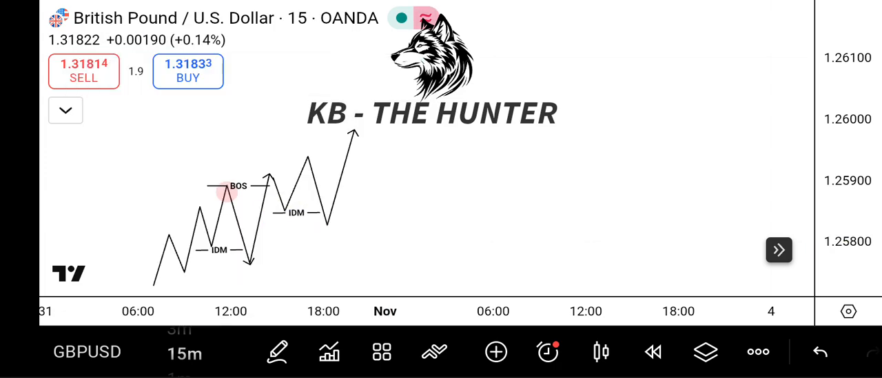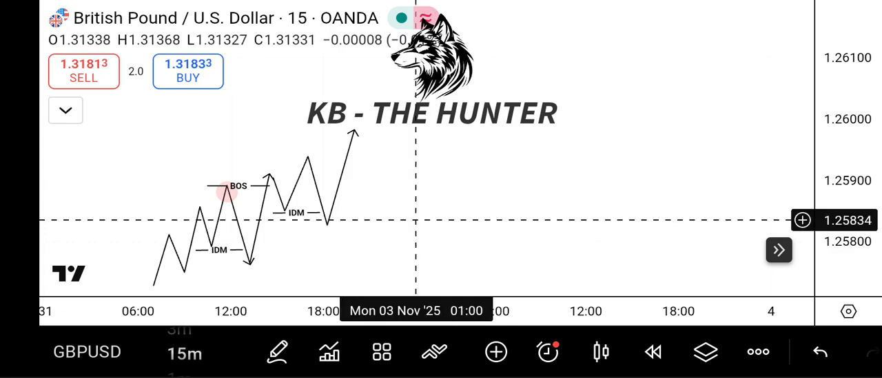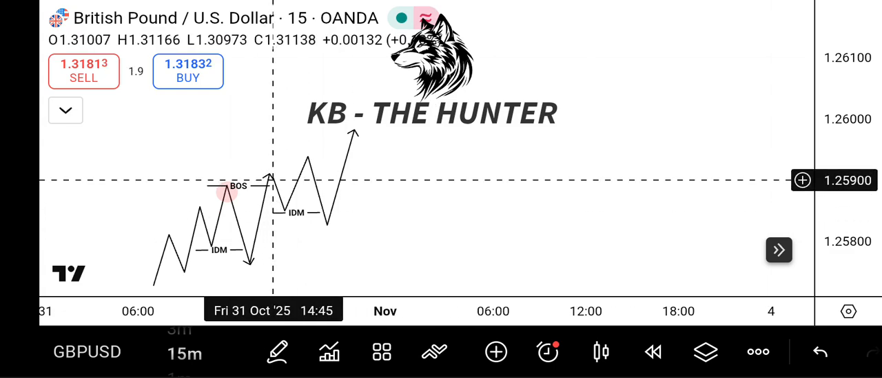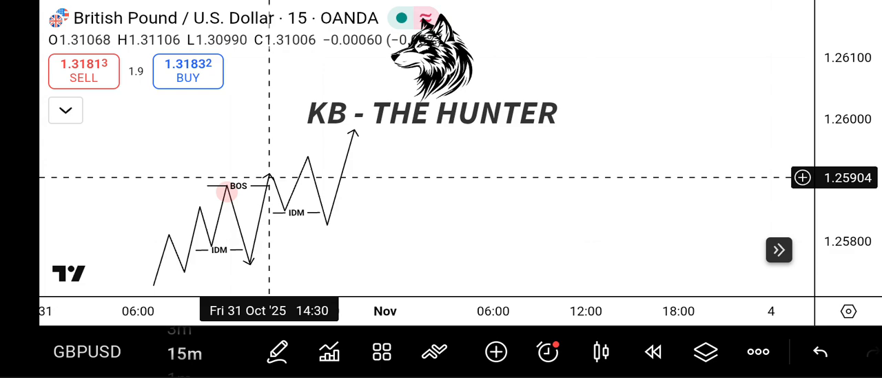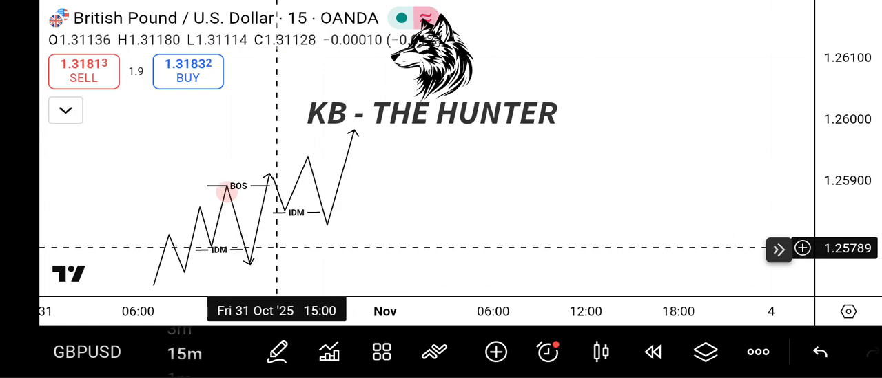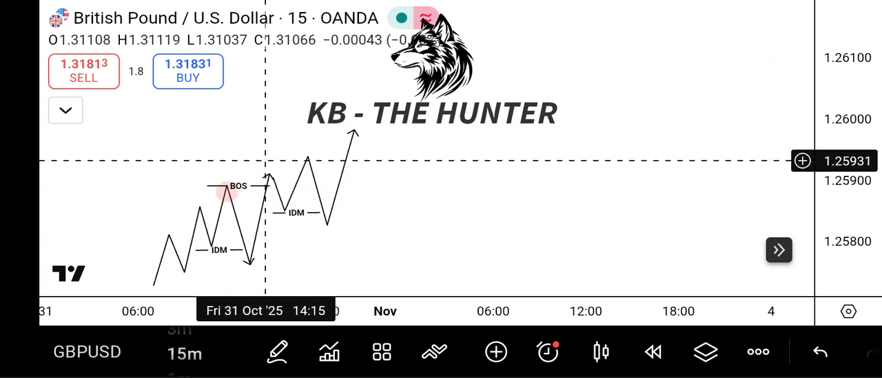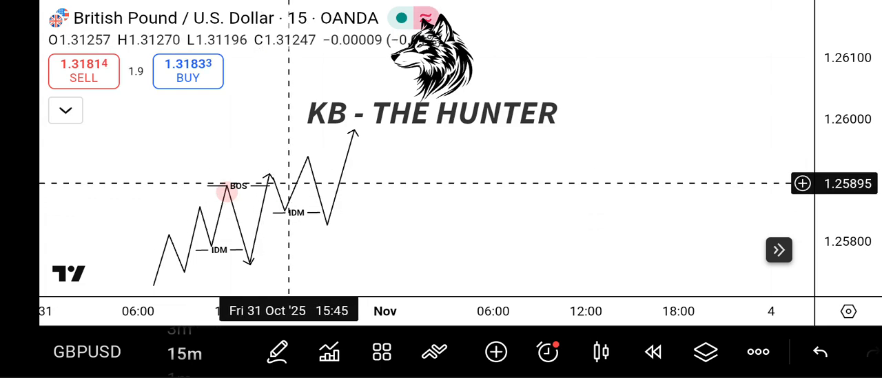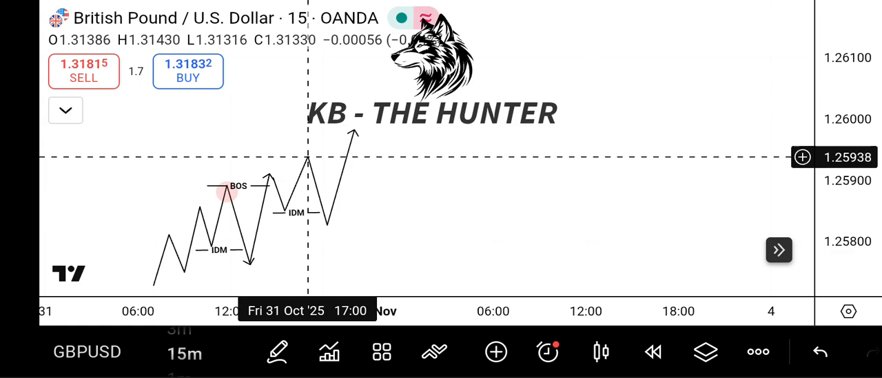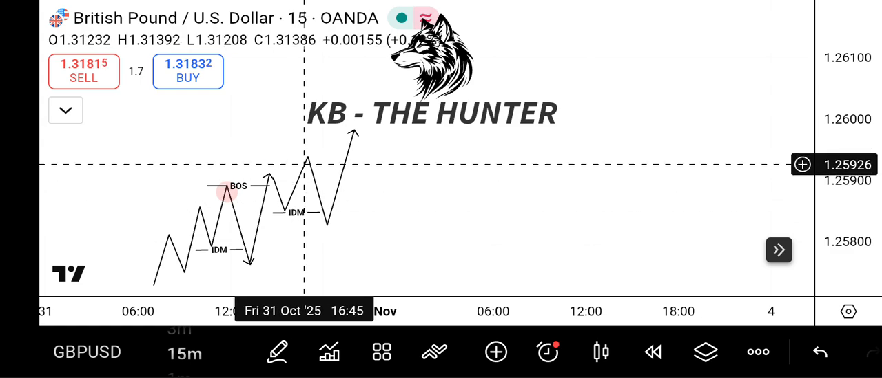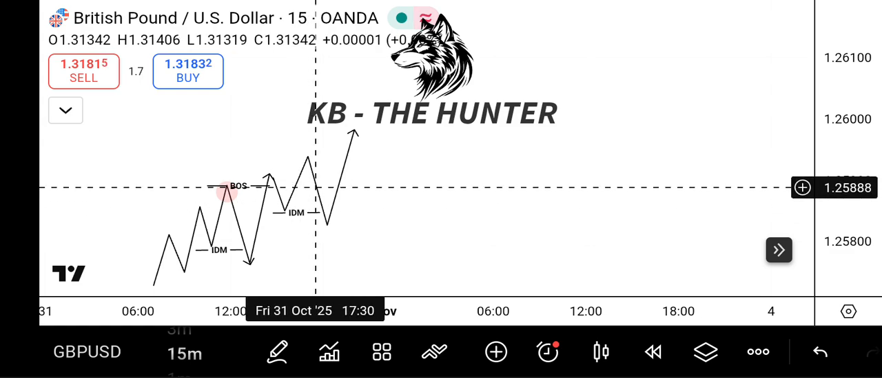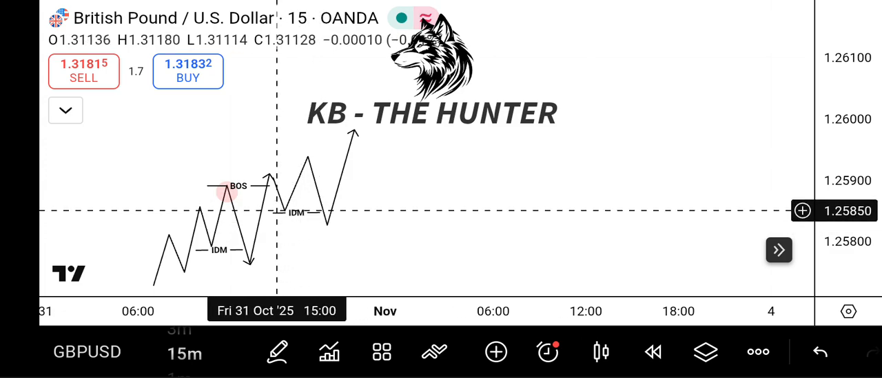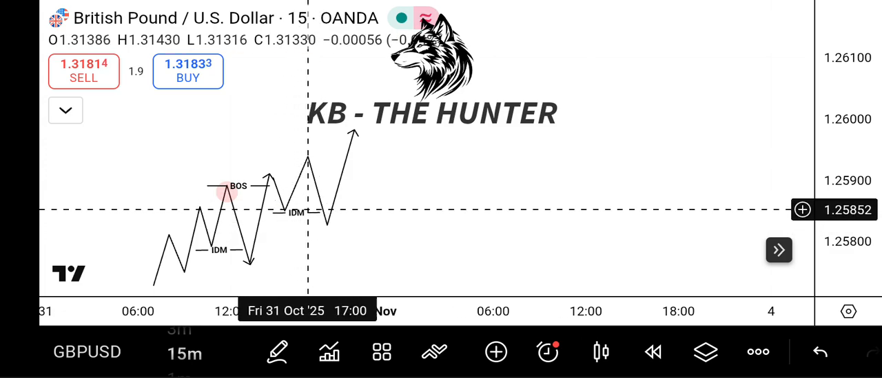Now let me ask you guys a question. Is this a valid high? Yes or no? If you say yes, you're wrong. If you say no, you're right. Why? Because this is not a valid high. There is no inducement for it to take, and it did not take any inducement. So which one is the valid high? This one is the valid high. Why? Because this move, this high, created a move that took the previous low. So this becomes a valid high.